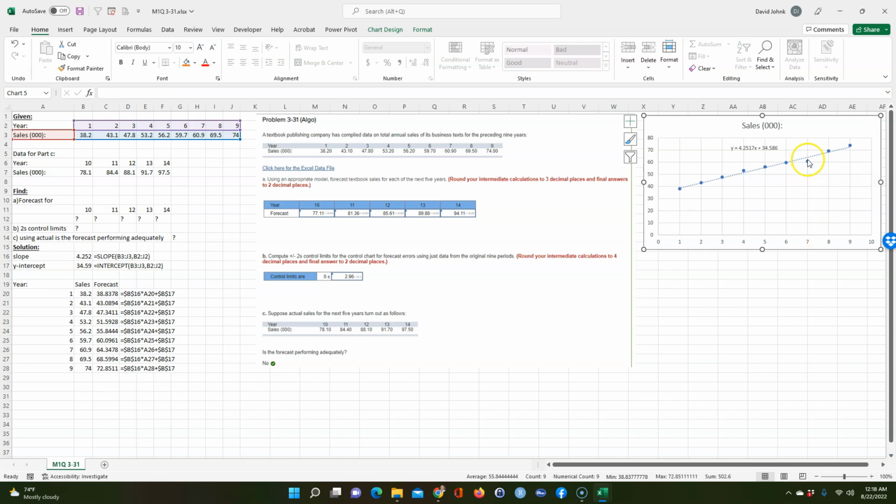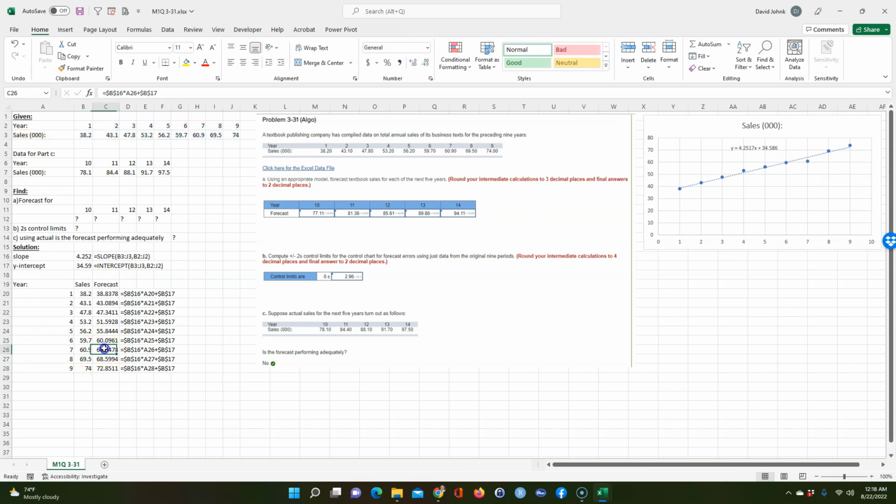The dot is the actual value. So you can see that the forecast value is higher than the actual. So there's an error, so we can calculate the error. It doesn't really matter which way it goes because we're going to square it, so it's going to make them all positive. But we could say it's this minus this, and then if we copy it down, we have our error.